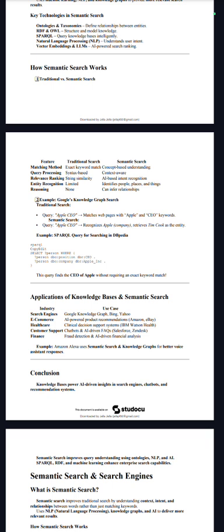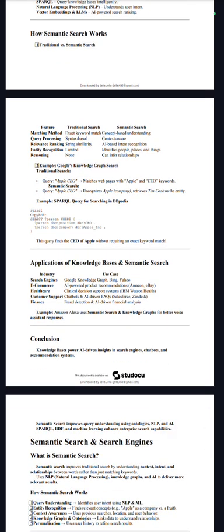Example: Amazon Alexa uses semantic search and knowledge graphs for a better voice assistant. Conclusion: knowledge bases power AI driven insights in search engines, chatbots, and recommendations. Semantic search improves query understanding, and uses ontology, APIs, and AI, SPARQL, RDF, and machine learning, enhancing enterprise search capabilities.